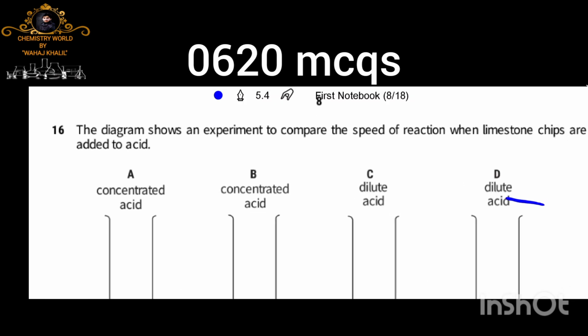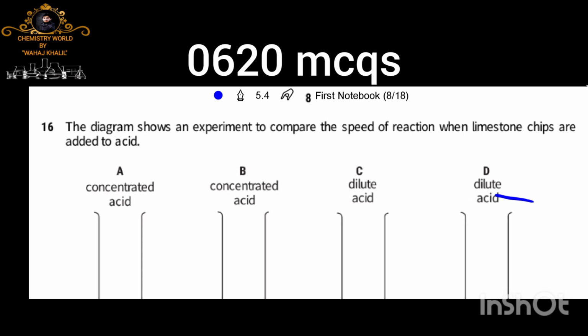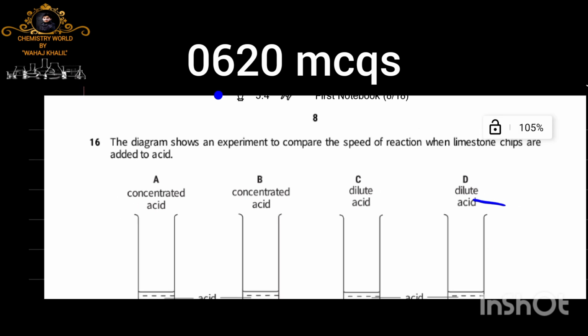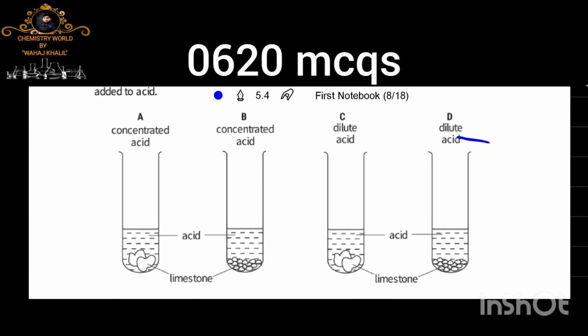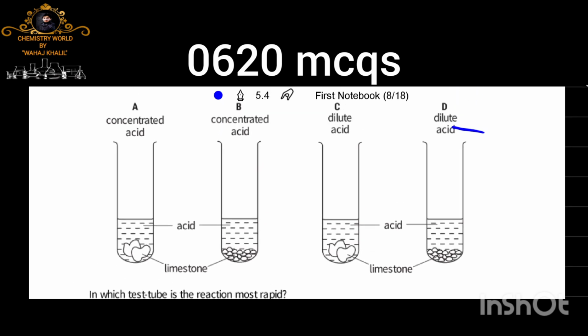MCQ number 16. The diagram shows an experiment to compare the speeds of a reaction when limestone or its chips are added to an acid. These are four test tubes. First contains limestone with a concentrated acid. Second contains chips of limestone with a concentrated acid. Third contains dilute acid with the limestone, and the fourth contains dilute acid with chips of limestone. So what is the question here? In which test tube is the reaction most rapid?